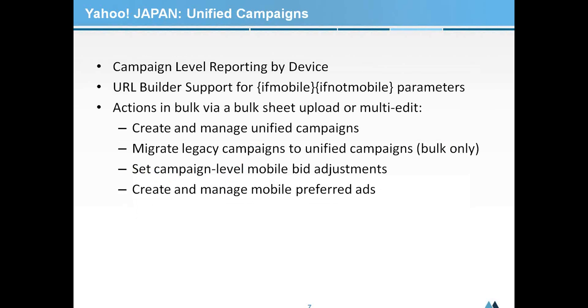The next set of feature updates I'll be covering here is for Yahoo Japan and their unified campaigns. Our support for unified campaigns is increasing and is very similar to what we make available for enhanced campaigns. With this latest product release, we've made campaign level reporting by device available for unified campaigns, URL builder support for the if mobile, if not mobile parameters are also available, and bulk actions via either a bulk sheet upload or a multi-edit has been included for unified campaigns.